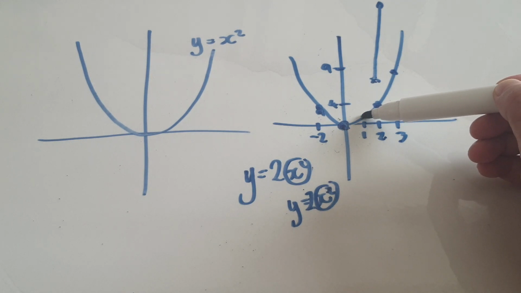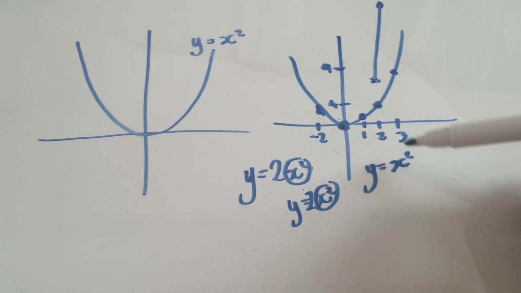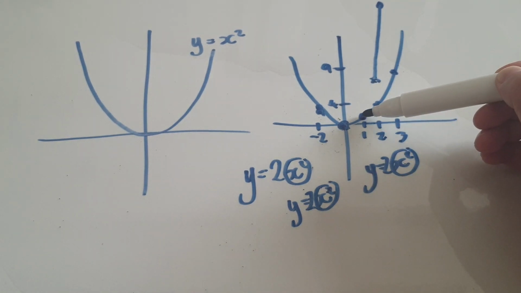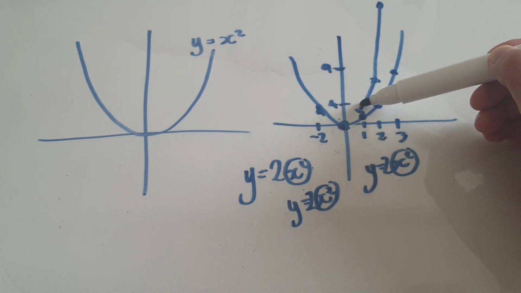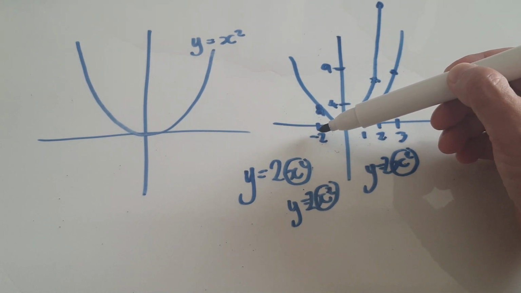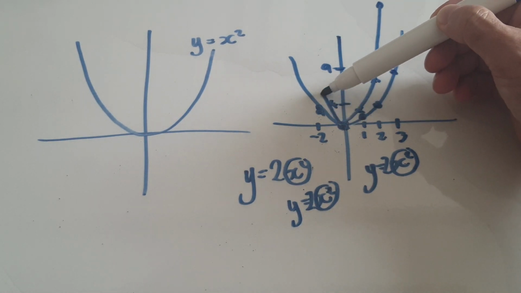Let's look what happens when it's 1. So normally y equals x squared. 1 squared would be 1. So normally it's here. But when you have a 2 here, 1 squared would be 1 times 2. Normally it's here. Now you times 2, it becomes 2. So it will look like this. Now you can use the same argument for the negative side, and it will look something like this.